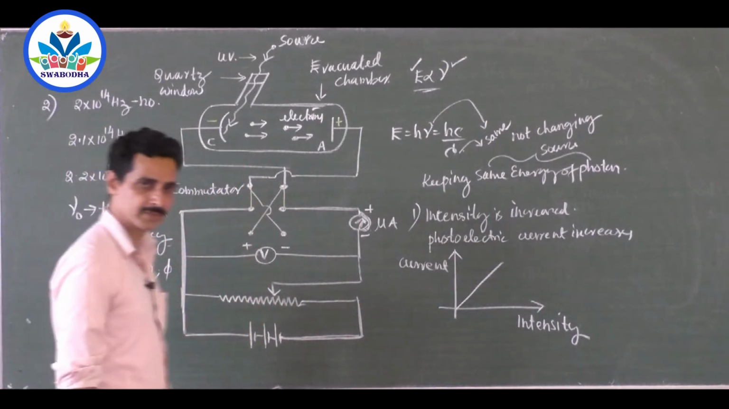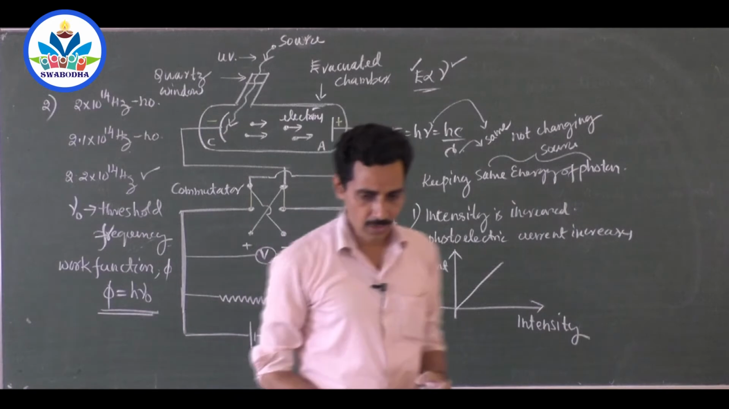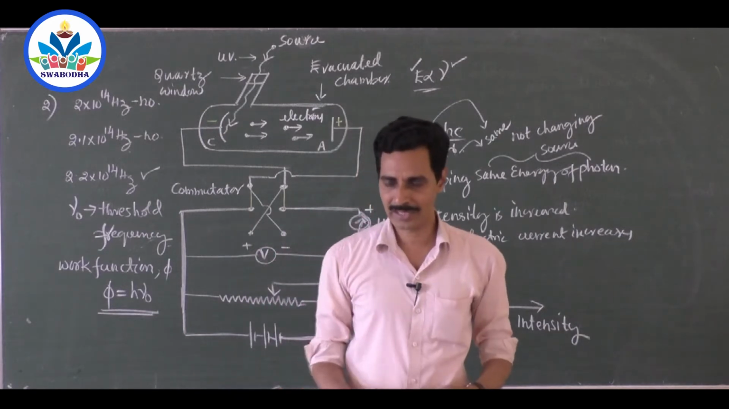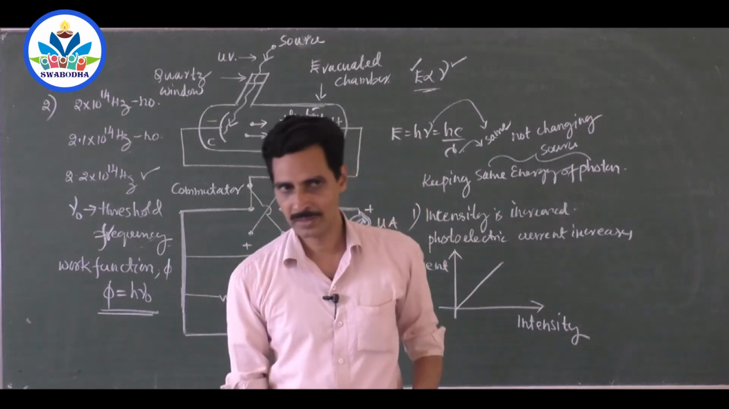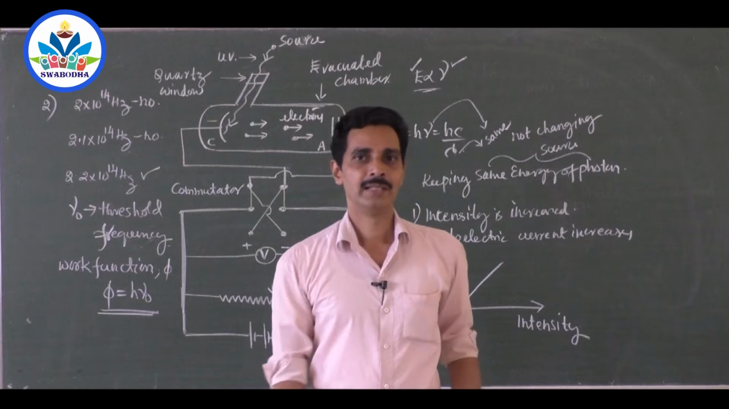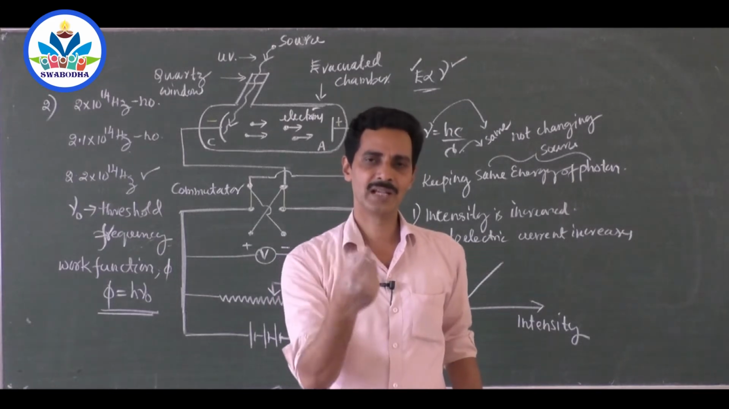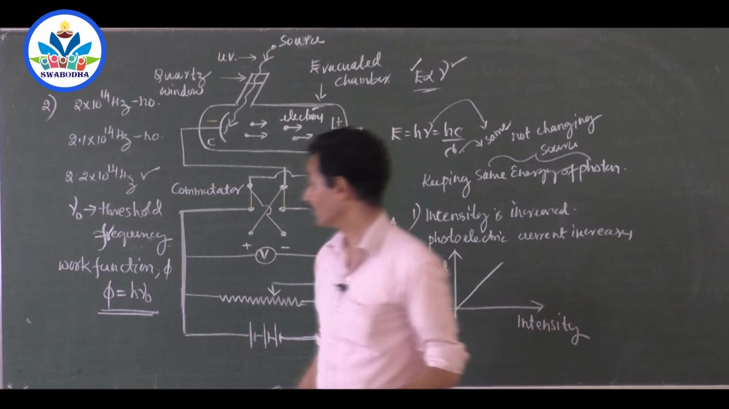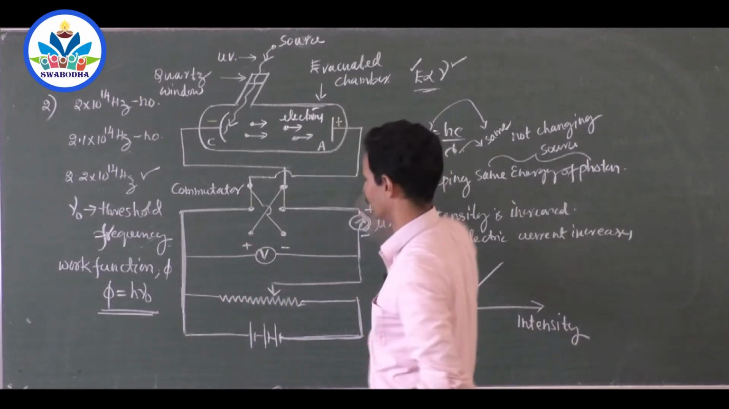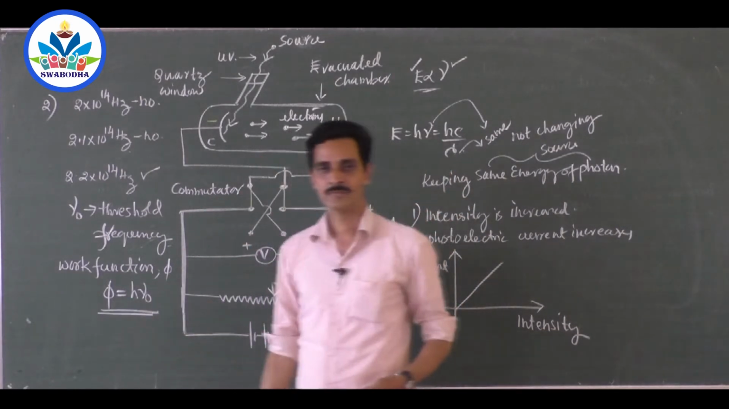One formula, isn't it? So if nu naught can just remove the electrons, any frequency less than nu naught cannot, more than nu naught can. Then that nu naught must have an energy which is just enough to remove the electron, which is called work function. So how to convert that nu naught into energy? h nu naught, that is work function.